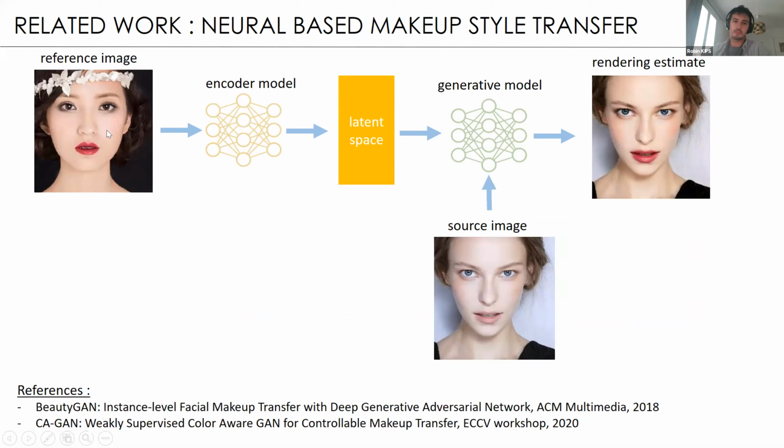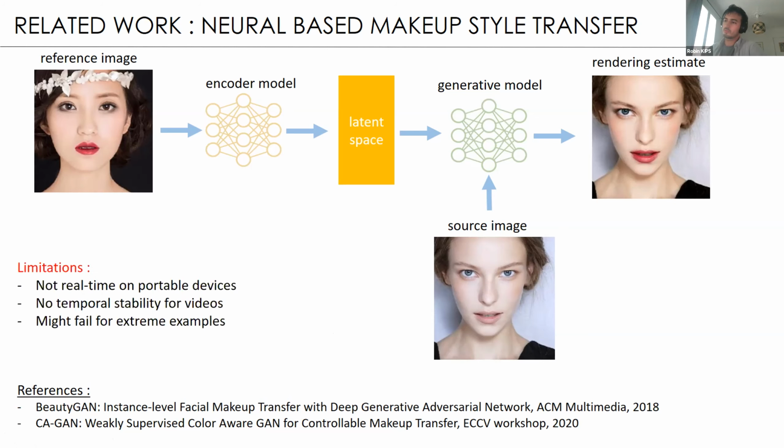That is, we take the reference image and train an encoder model that tries to extract the makeup appearance and encode it into a latent space. And then we also train a generative model that takes two inputs, the makeup from the latent space and the source image, and tries to render the estimate of the makeup. And actually, a lot of different papers managed to reach nice results for this task. You have a few examples here.